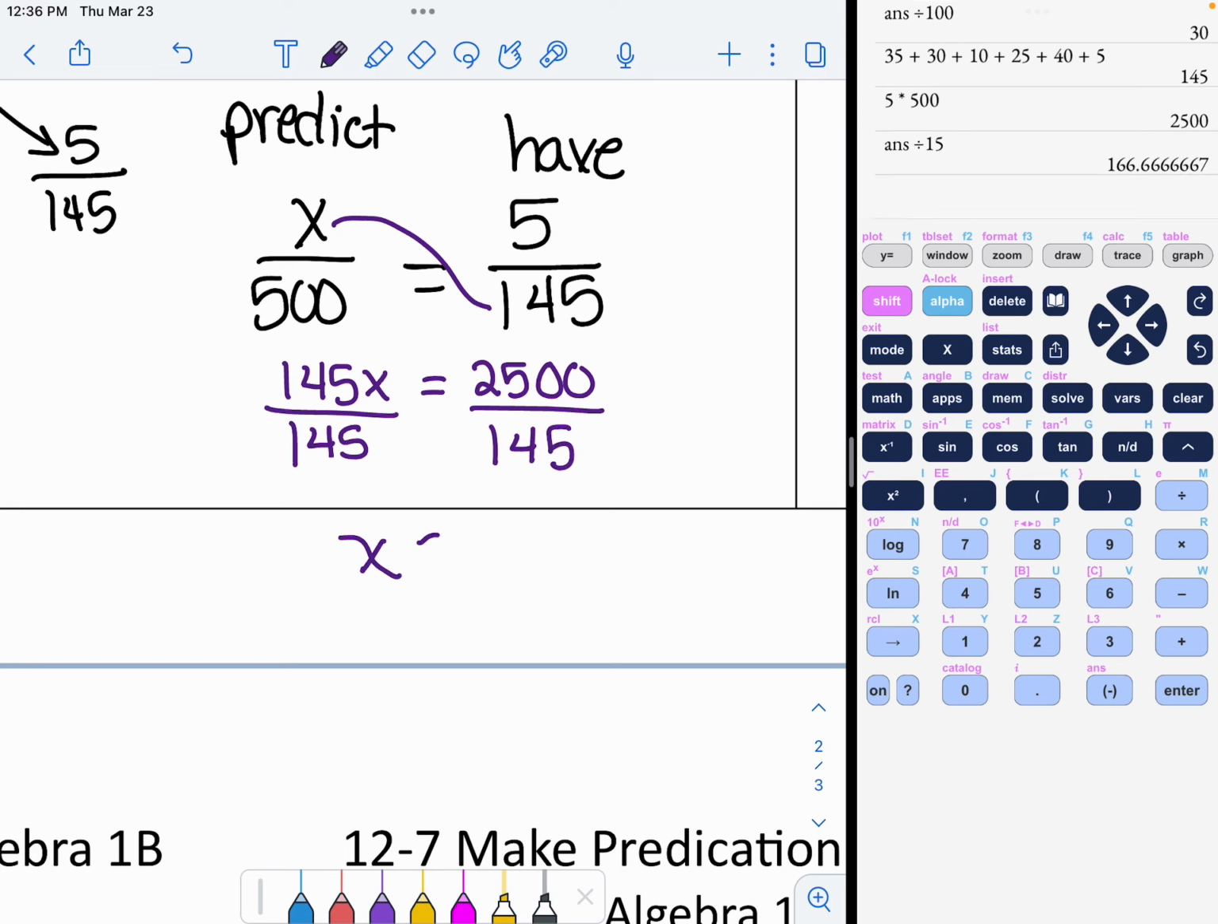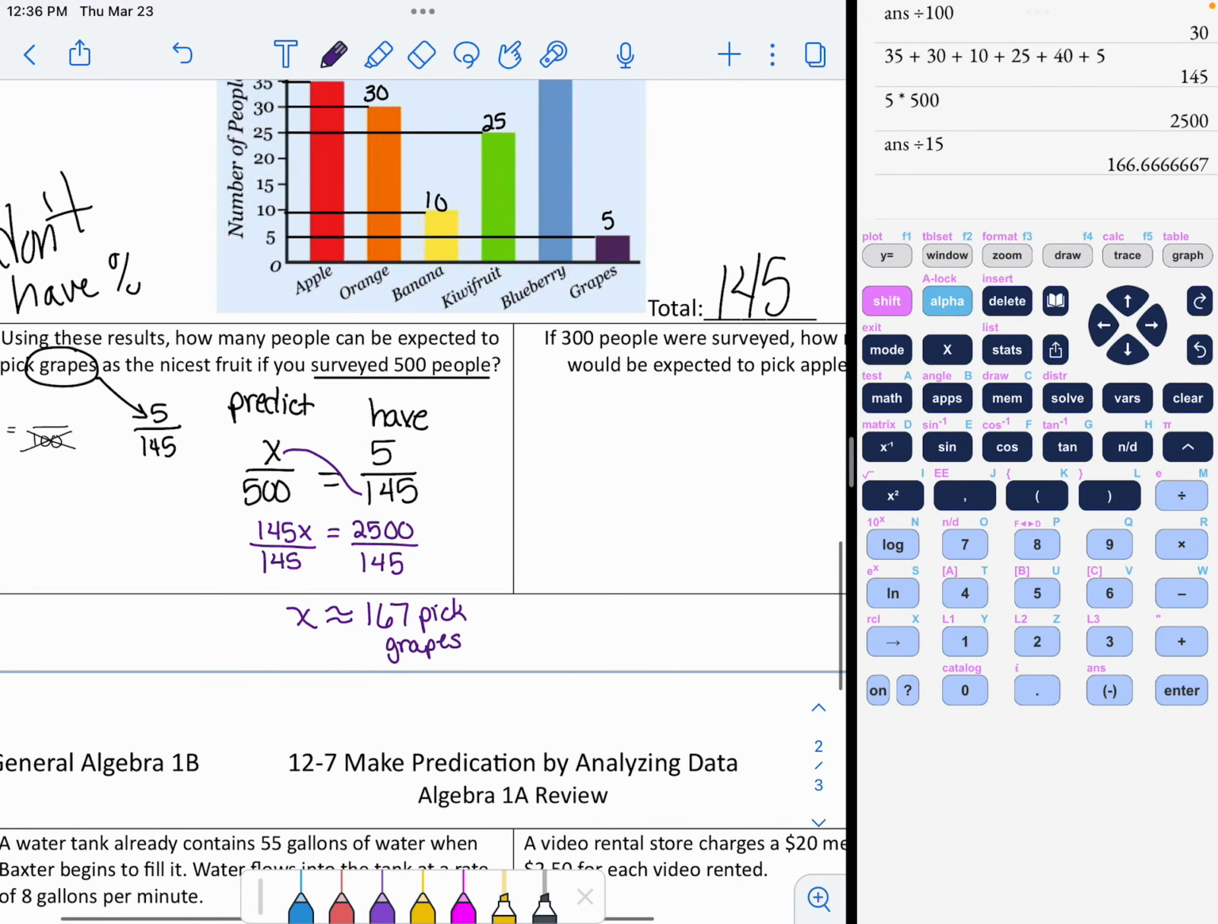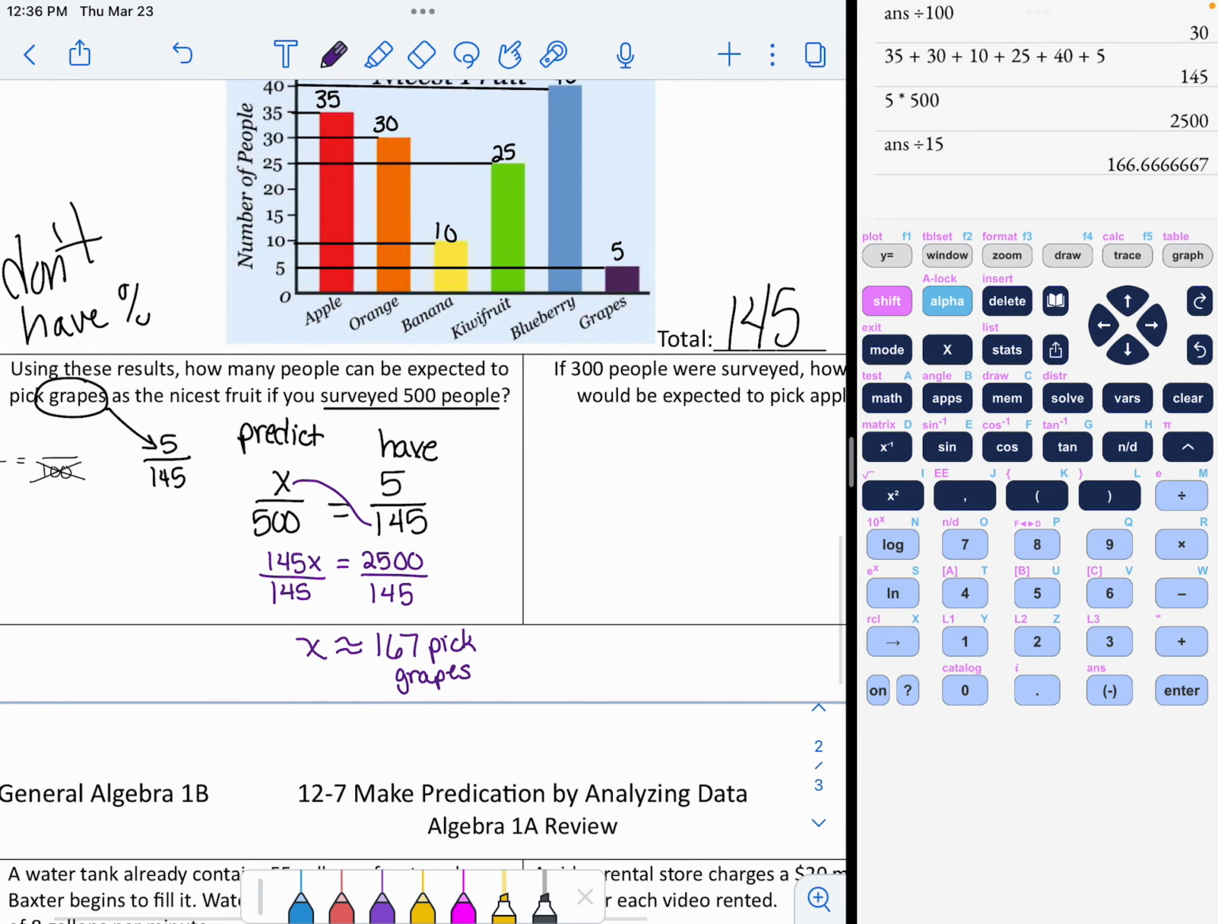And I have approximately 167 people who would pick grapes. Why does that not look right? Why does that look like I didn't do that right? 5 out of 145. I think I did everything okay. I don't think I did anything wrong. I don't know why I don't believe it. I still think I did it wrong. I did do it wrong.